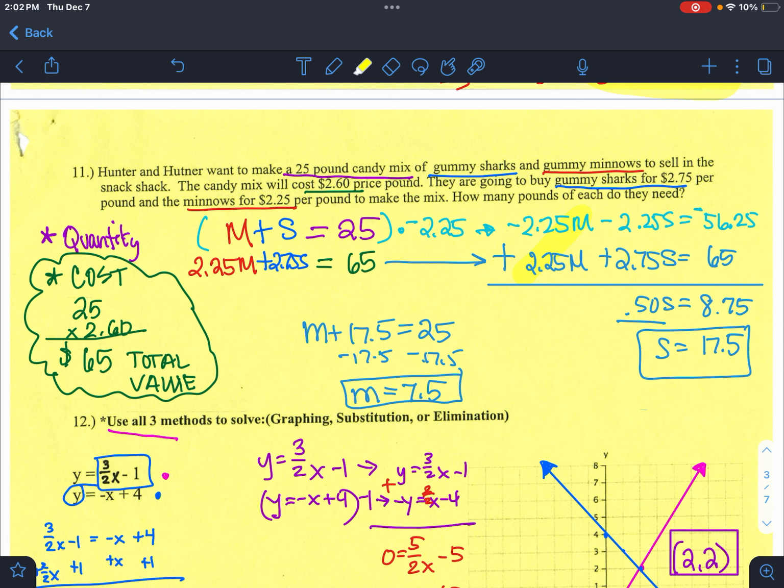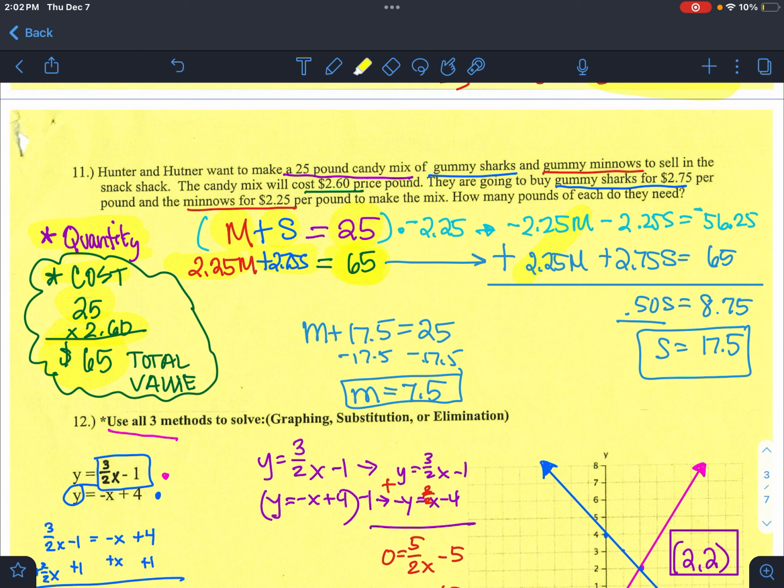On number 11, we set up the equation to have minnows plus sharks equals 25 pounds. That's our new quantity that we're making of this new mix. And we look at the cost of these things. The cost of minnows is $2.25 and the cost of sharks is $2.75. And the total cost, which is the hardest part here, is that 25 pounds times what we're charging of $2.60 a pound, giving us the total value of $65. So we have to not mess that up.